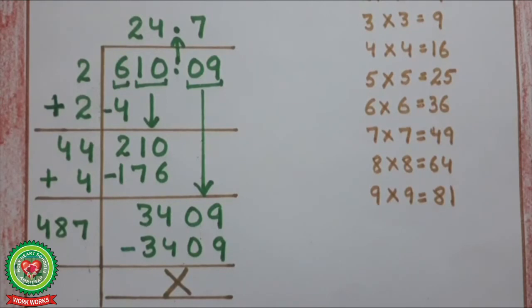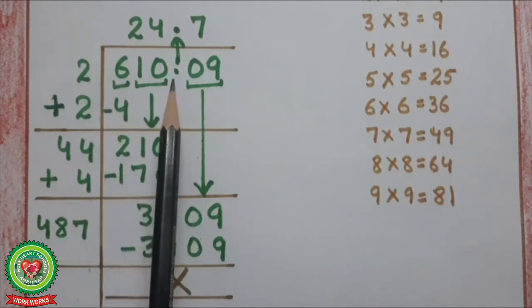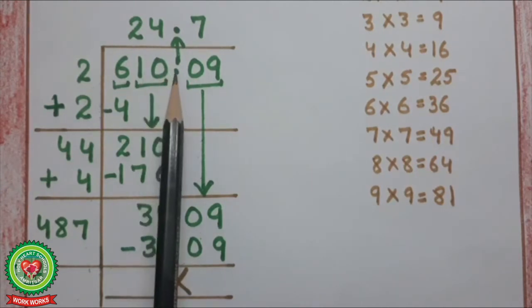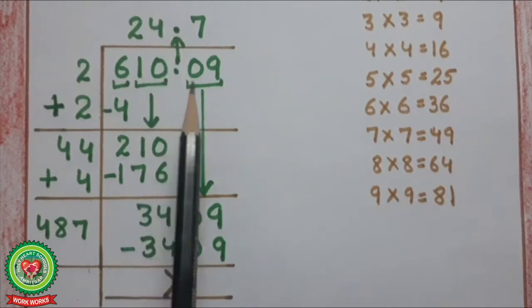Then we will again find the remainder by subtracting 176 from 210. On subtracting, we have got 34 as the remainder. Then our next step is to shift the next pair down. Now here the decimal point comes to an end, so we will shift the decimal above and write it here.